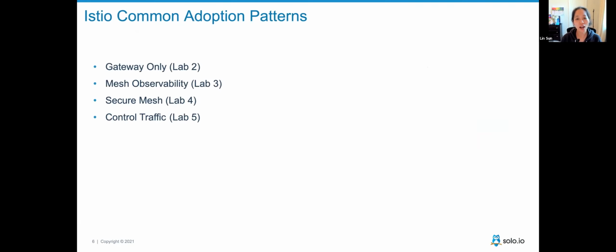Common Istio adoption patterns: there are normally 4 patterns. People adopt Istio for the gateway, or because they want to visualize the interaction of the microservices so they can observe what's going on within them, or they want to secure their microservices within the mesh, or they have multiple versions and they want to control precisely how the traffic flows.